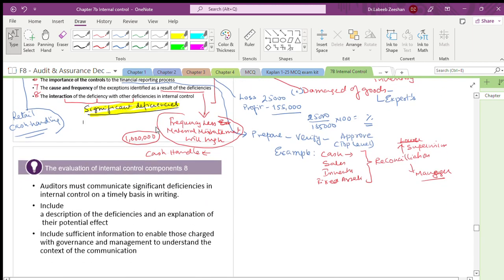Auditor must communicate significant deficiencies on a timely basis. Keep it in mind, not only on a timely basis, but also it should be in writing. That is what we are going to do in the examination. In the examination, they will give you a scenario and we are going to put it in writing: what are the deficiencies and what are the recommendations? It includes the deficiency and we are going to make an explanation.